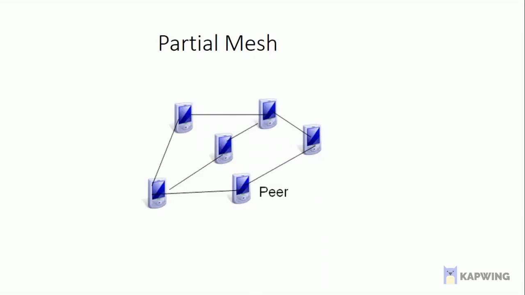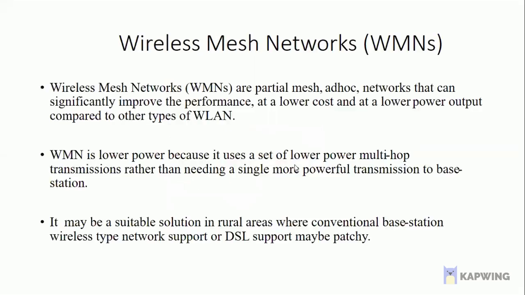Now, partial mesh. So in this, what happens? We are forming the circular type. Only some nodes are connected to one or two other nodes. So this is called a partial mesh.